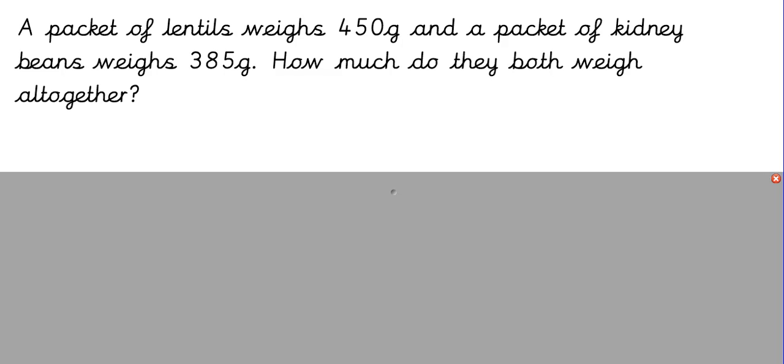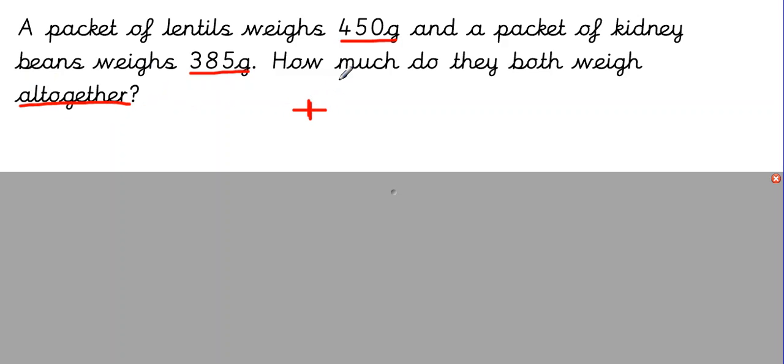Okay, so our important information then. A packet of lentils weighs 450 grams, so that's important because we're talking about weight. And a packet of kidney beans weighs 385 grams. So they're both really important. So we want to know how much they both weigh all together. So there's that word all together again. So from this word all together, we can work out that this is an addition. Well done if you've worked that out so far.